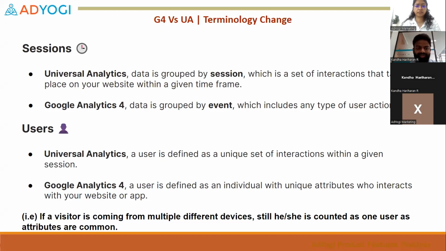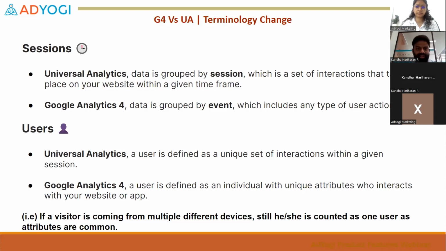The second change is in terms of users. In Universal Analytics, users were measured based on how many times a person comes in, irrespective of the devices. In GA4, even if a person comes via multiple devices, he'll be considered a single user, because he exhibits the same behavior or has the same attributes. So in GA4, users are limited to one, even if they come from multiple devices, whereas in Universal Analytics, users were reported as multiple entries. This is the terminology and measurement change that we have.